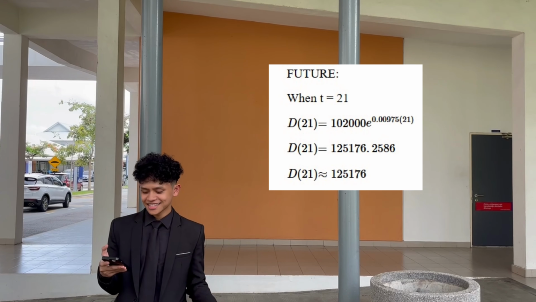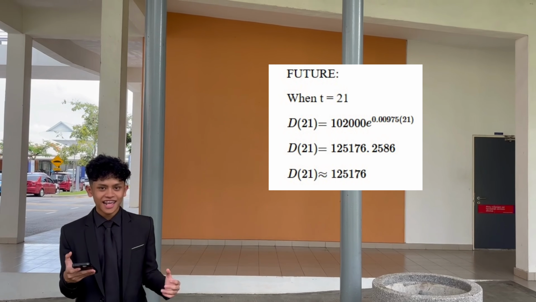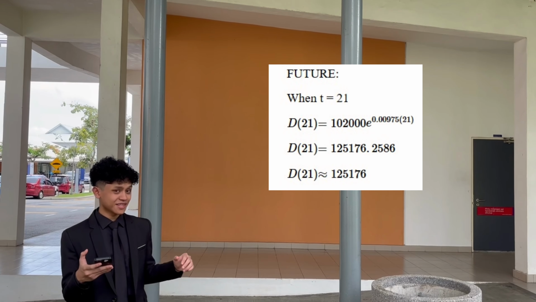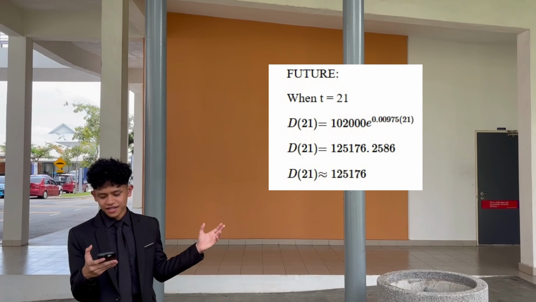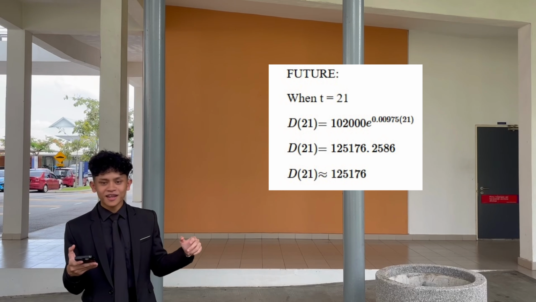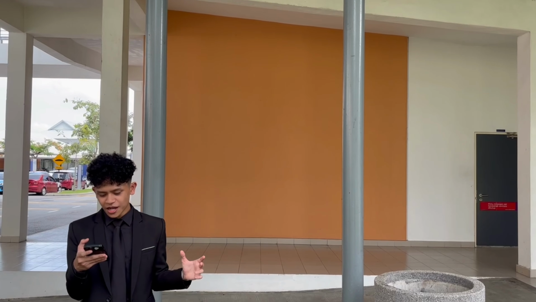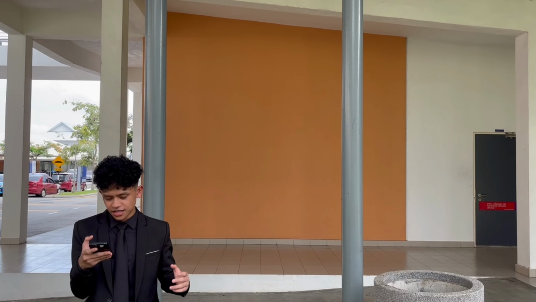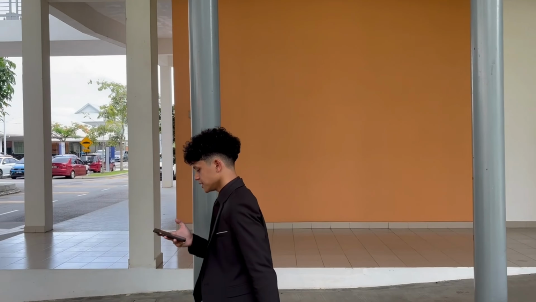Next, for the future, we use the year 2021, and we let t is equal to 21. We substitute the value of 21 into the formula, and now we predict the number of deaths in 2021 is equal to 125176. As we can see, the model reflects a gradual increase in the number of deaths, showing how an exponential function can be used to project trends over time. That is all from me. Now I will pass to Haziq.